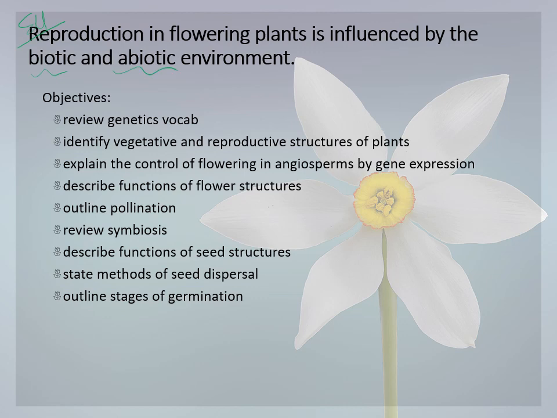Our objectives: we're going to review some genetics, we're going to identify vegetative and reproductive structures, we're going to talk about how the flowering of angiosperms is controlled by gene expression, which is why we're doing that genetics review. We're going to talk about the functions of different parts of flowers. We'll outline pollination, which is an example of symbiosis, so we'll go ahead and review that too. We're going to talk about the functions of different pieces and parts of seeds, talk about how those seeds get dispersed, and then talk about how those seeds germinate.